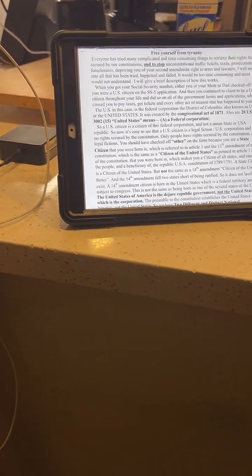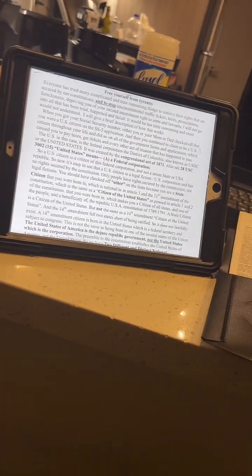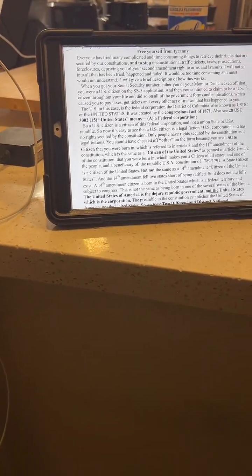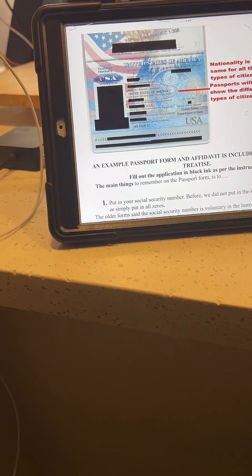So if you were born in California, you're a state citizen of the state that you were born in. That's what that teaches. For my passport, I can literally show you my receipt and everything that I paid for my passport.